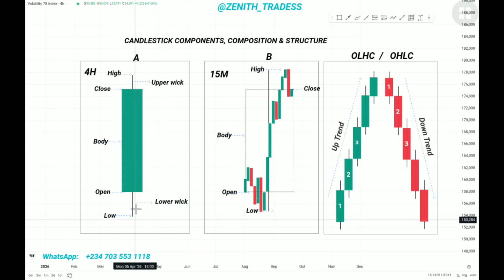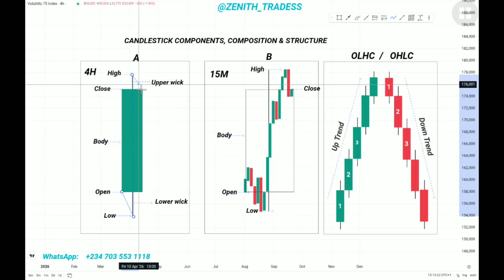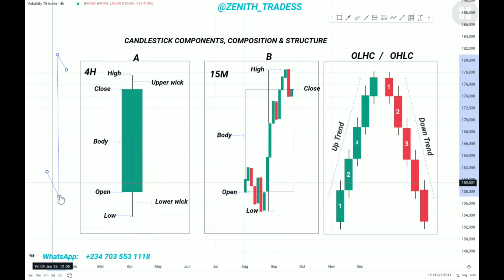The low tells us this is the level price reached in this 4-hour window before it pushes up. That means it opens from here, gives us a low first, right? Open, it gives us a low, then pushes up, gives us a high, right? Retraces back and closes. We see the structure now: open, low, high, close. This is the structure of the candle.